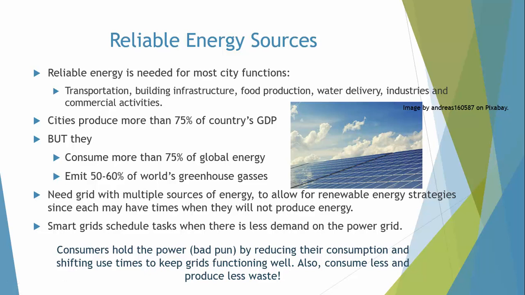So we said a lot of people are moving into the cities. Cities are where the gross domestic product of a country is produced. More than 75% of countries' GDP comes out of cities. That's good news. The bad news is that these cities also consume more than 75% of the global energy that's produced. And so they're consuming a lot of energy in order to generate a lot of products. And they emit 50 to 60% of the world's greenhouse gases.